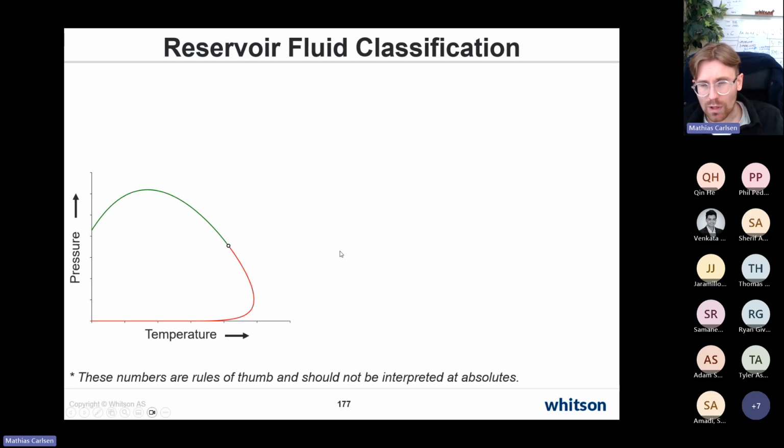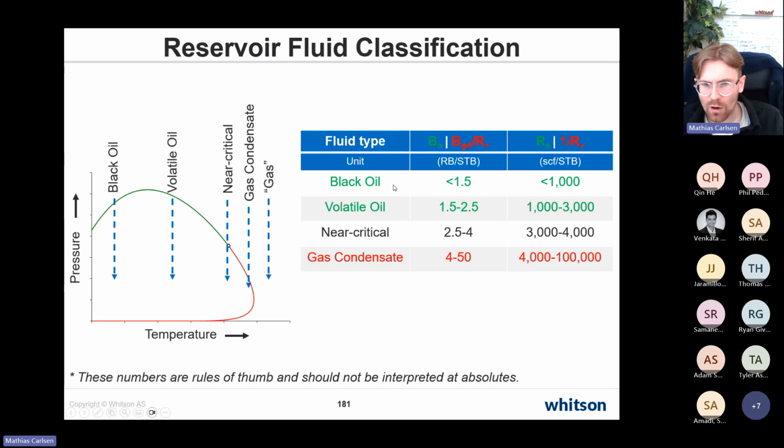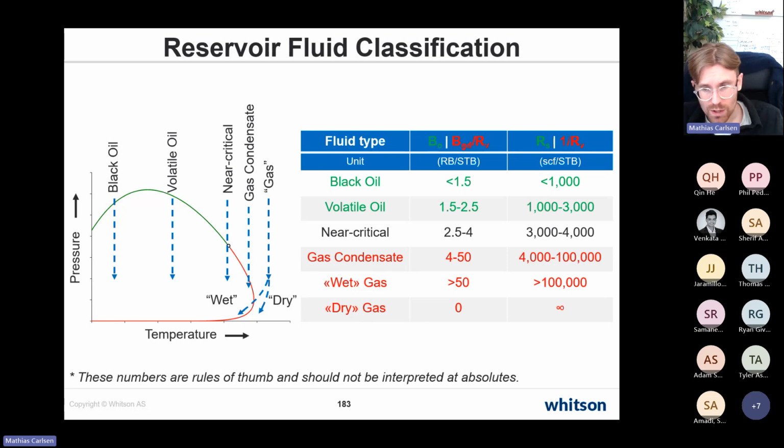We talked about reservoir fluid classification earlier today, but if you want some rules of thumb when it comes to BO and RS, these are basically the terms we talked about earlier, the total formation volume factor and the total GOR. Well, we have some rules of thumb here also for different types of fluids, so if you're dealing with a black oil, volatile oil, critical fluid, etc.